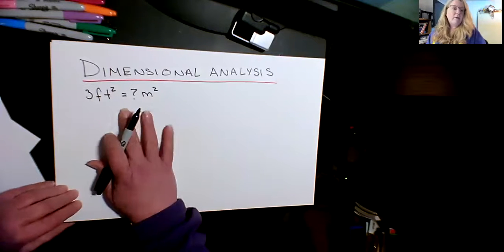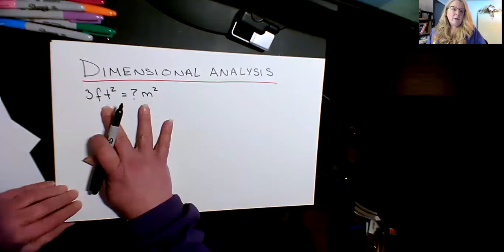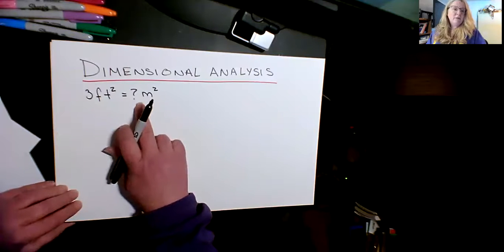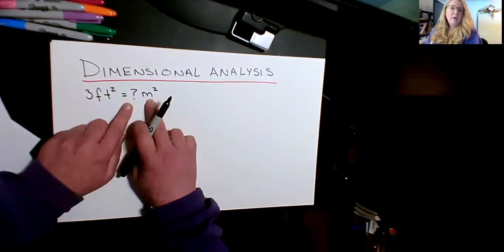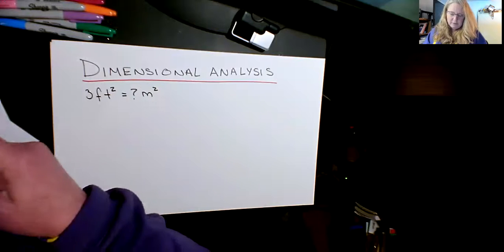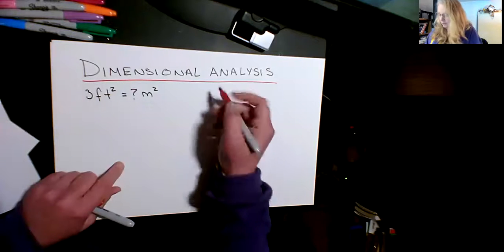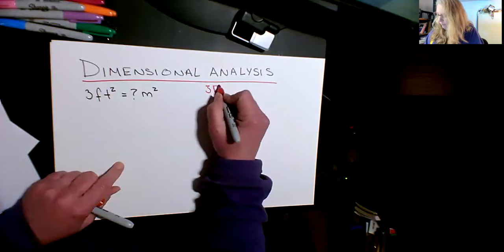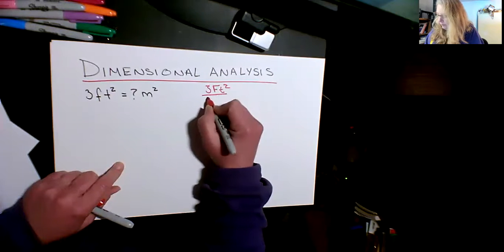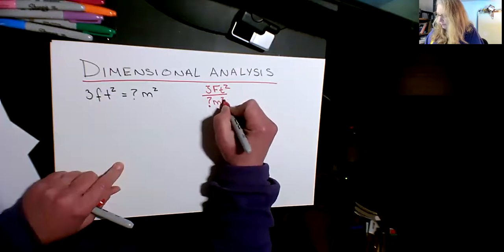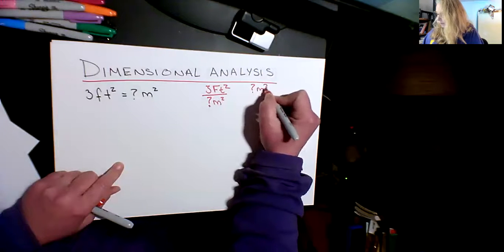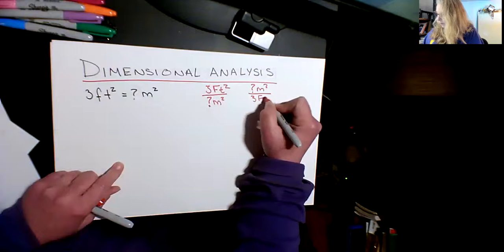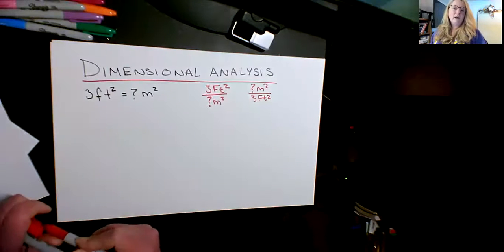First of all, what I want to point out is that when you see something like this, what you would be getting if I had an answer over here is a unit conversion. One way to think about that is to say, if I know what this is, then I can write this as a unit conversion that looks like this. For every 3 feet squared, there is question mark meters squared. Or for question mark meters squared, there are 3 feet squared. I'd write it either way.